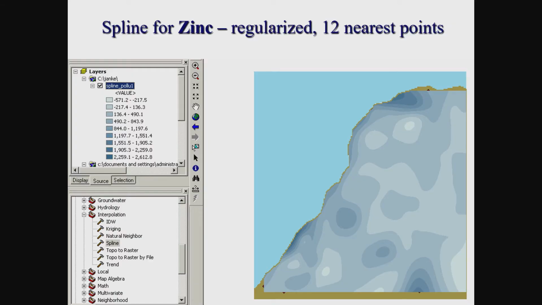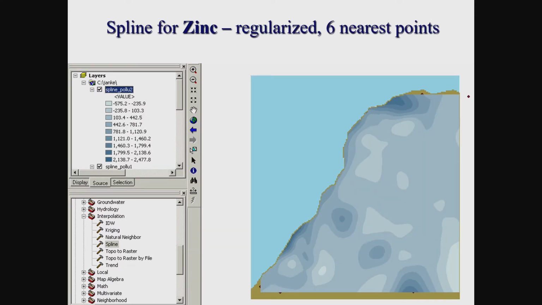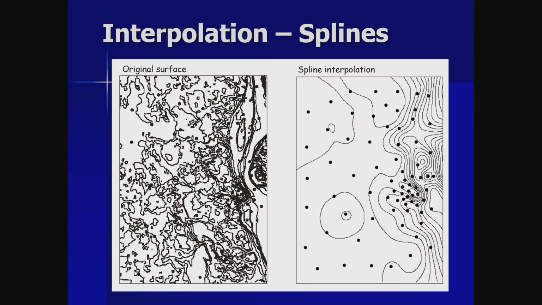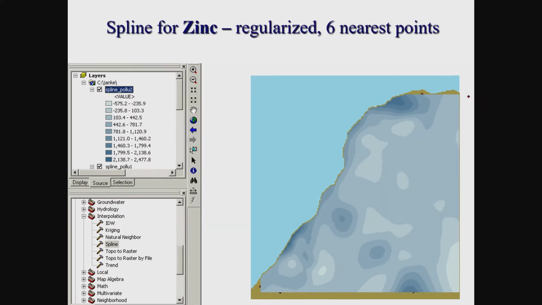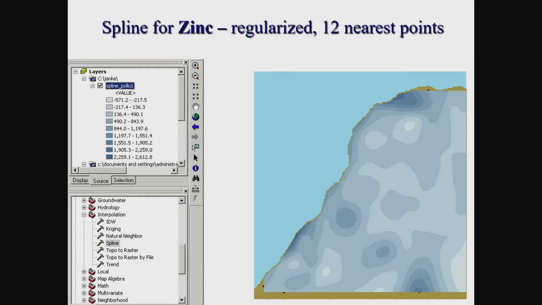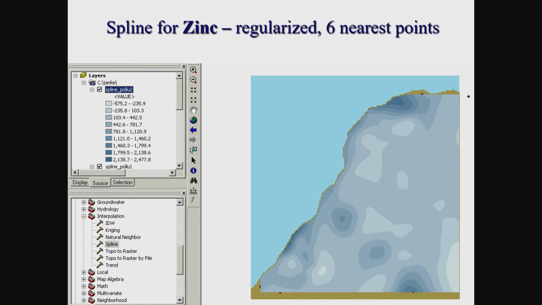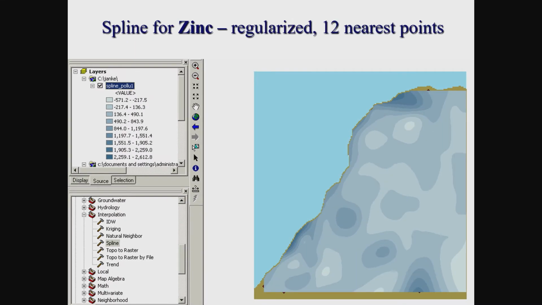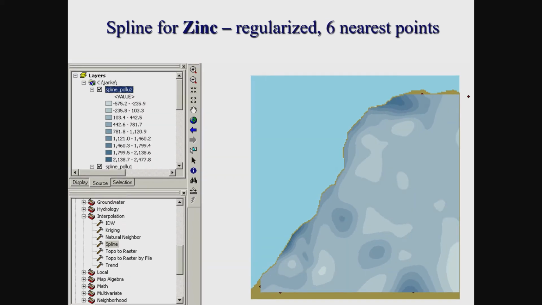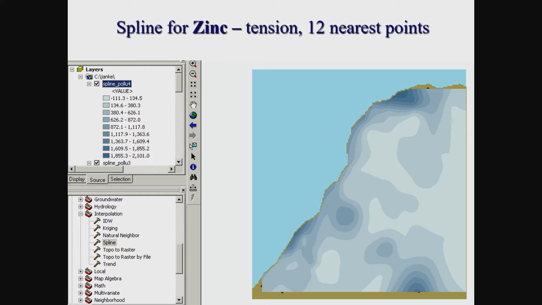So here's a regularized spline with the nearest 12 points. Regularized spline with the nearest 6 points. Notice that the nearest 6 points here is a little bit different than the nearest 12 points. Different values. Nearest 3 points. Would you say it's getting more smooth or less smooth as we go 12, 6, 3? Yeah, it should be getting less smooth. It's kind of hard to tell, but I would say that too.